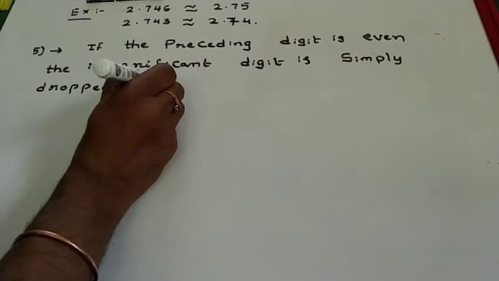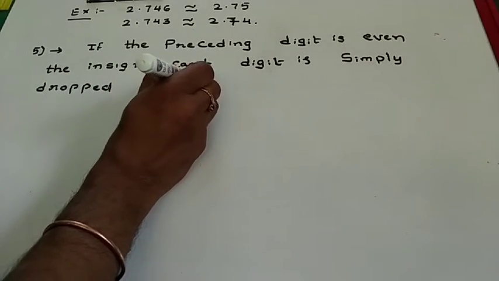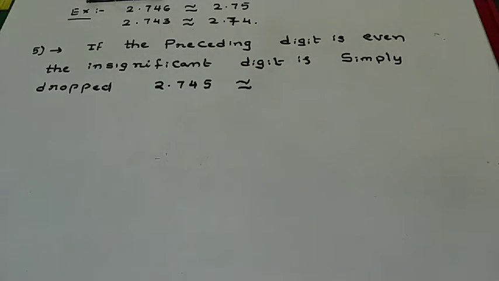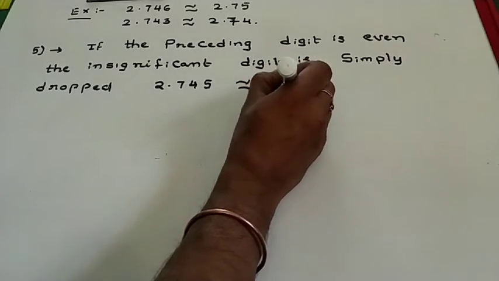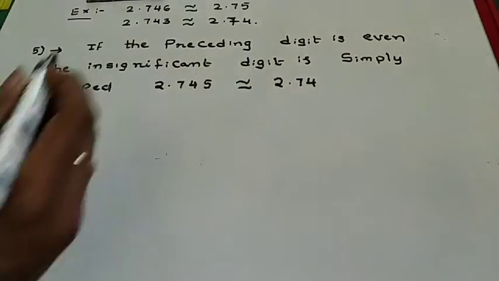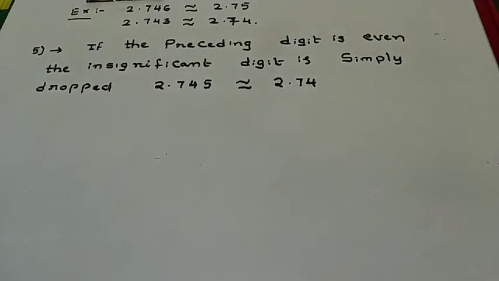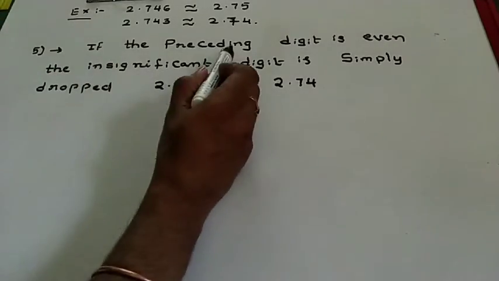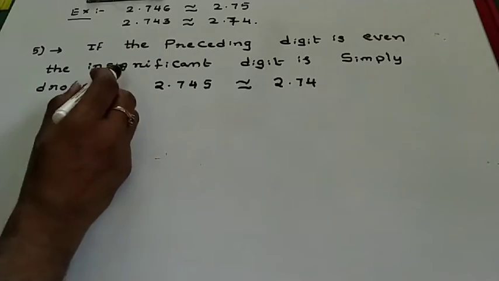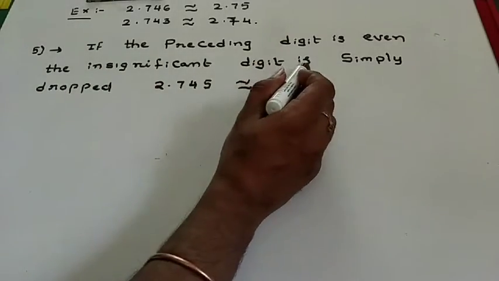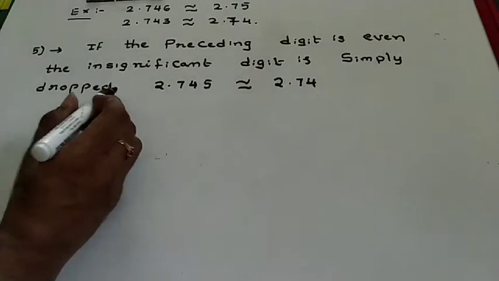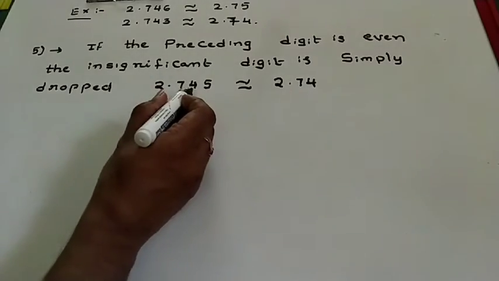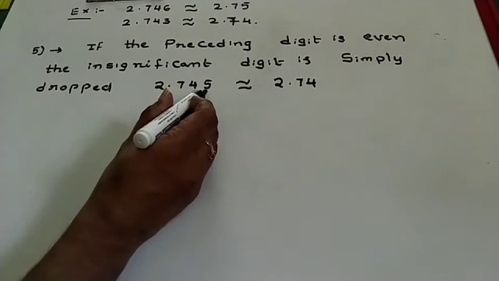That means 2.745. If it is like this, then what we have to do? We have to do 2.74. Where is 5? 5 also we have to drop like that only. Once again I am repeating this point, my dear students. If the preceding digit is even, then the insignificant digit is simply dropped. That means if it is even, then it should be simply dropped.